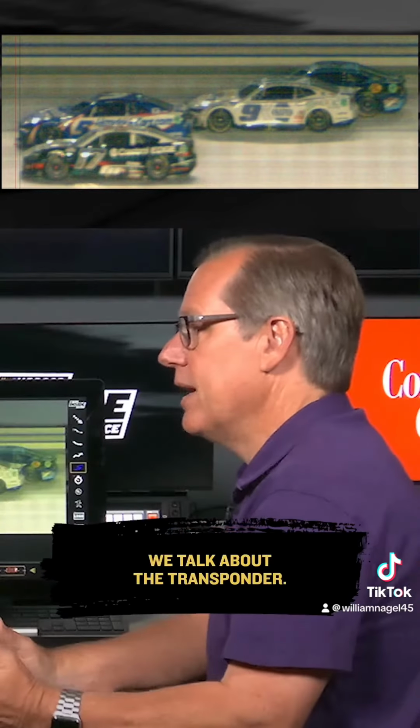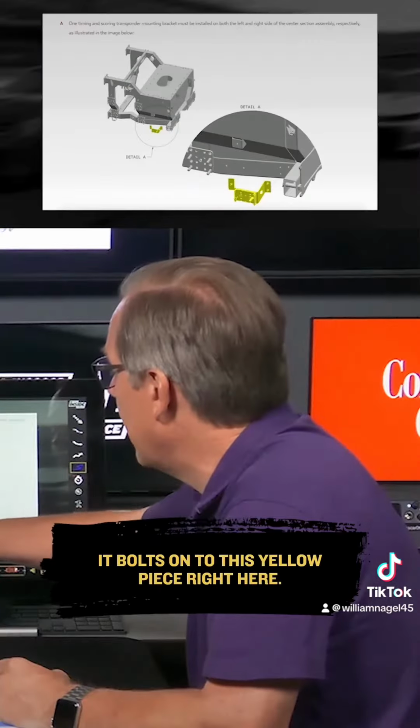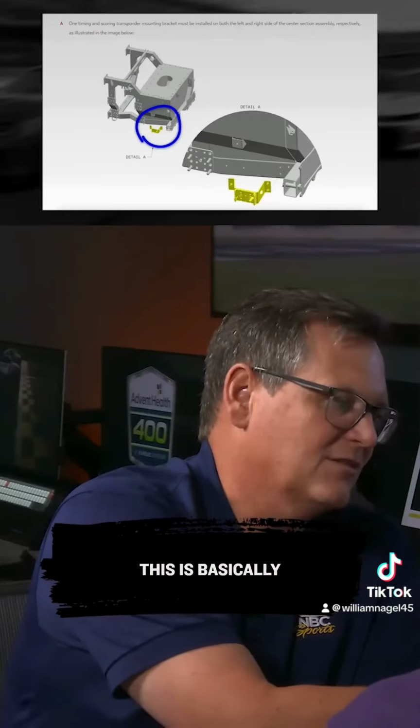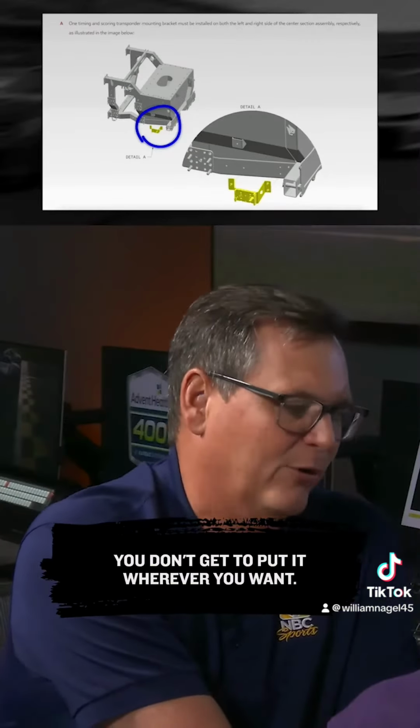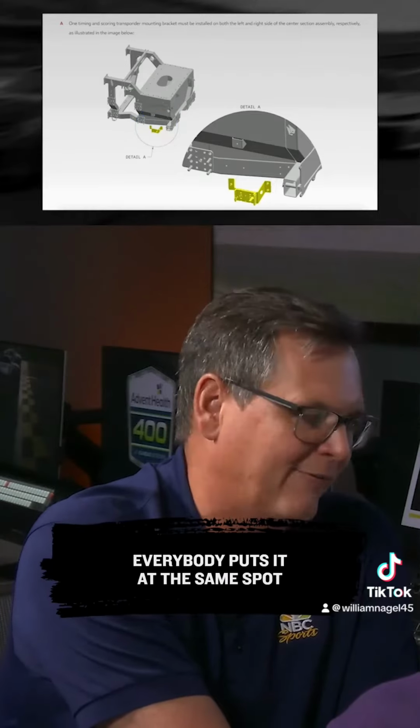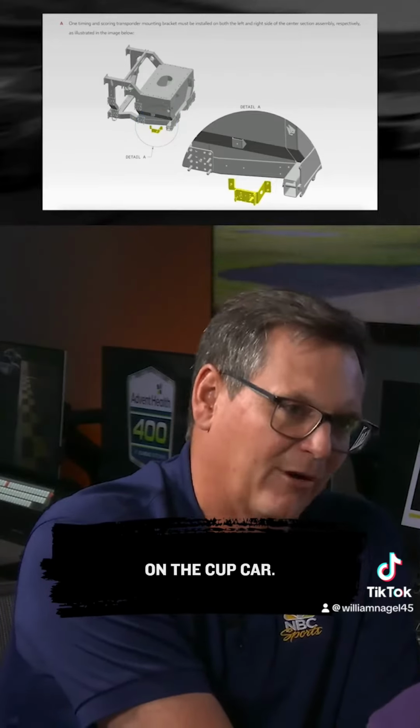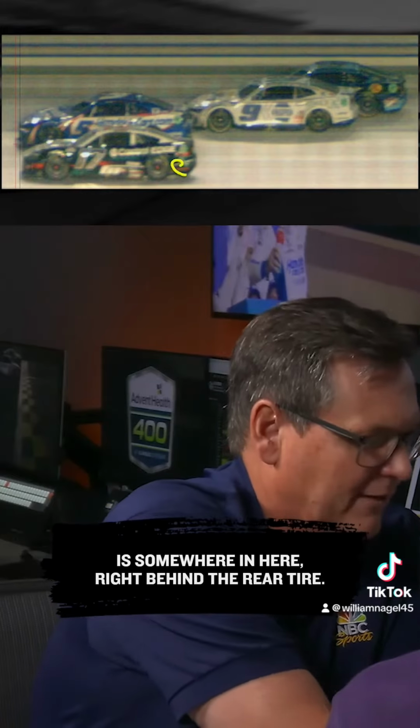We talk about the transponders. Yeah, let's get into that. It bolts on to this yellow piece right here. This is basically the blueprint of the next-gen car. You don't get to put it wherever you want. It's specifically designed. Everybody puts it in the same spot on the Cup car. So basically the transponder is somewhere in here, right behind the rear tire.